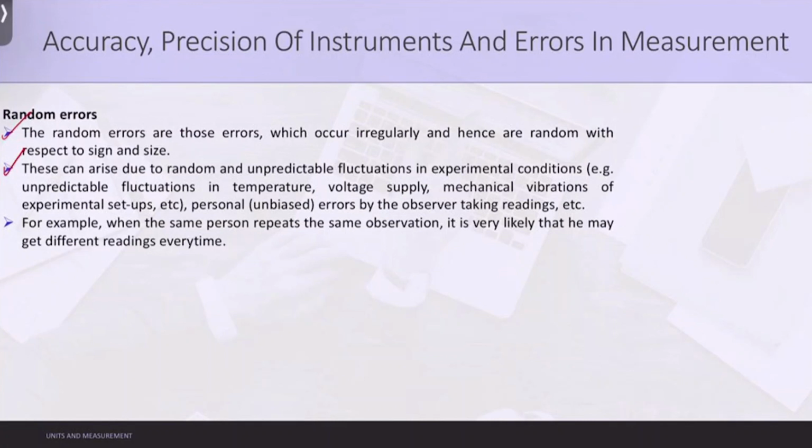For example, when the same person repeats the same observation, it is very likely that he may get different readings every time. When you do laboratory experiments, you will get different observations. There are higher chances that you will also get different observations.